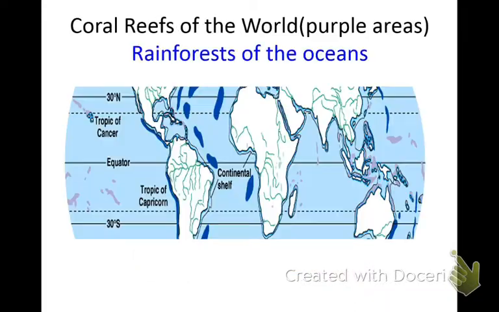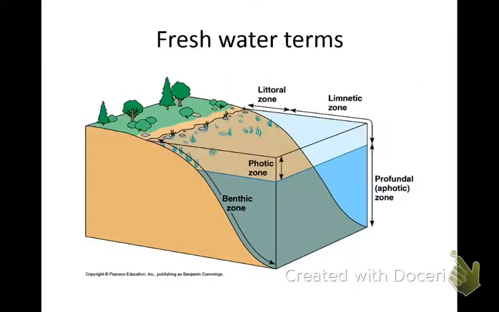Okay, move into freshwater now. So there's your coral reef. You can see those. For freshwater, you only have the littoral and benthic zones. If you look, the littoral is shallow, where you find most of the organisms, and light is present.